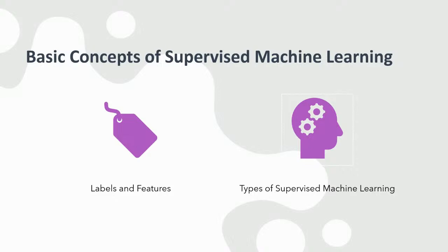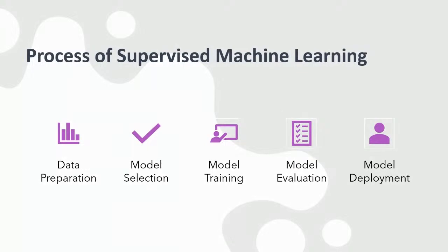Labels are the output values that the model is trying to predict or classify. Features are the input values that the model uses to make predictions or classifications. There are two main types of supervised machine learning: regression and classification. Regression involves predicting continuous values, while classification involves predicting discrete values.